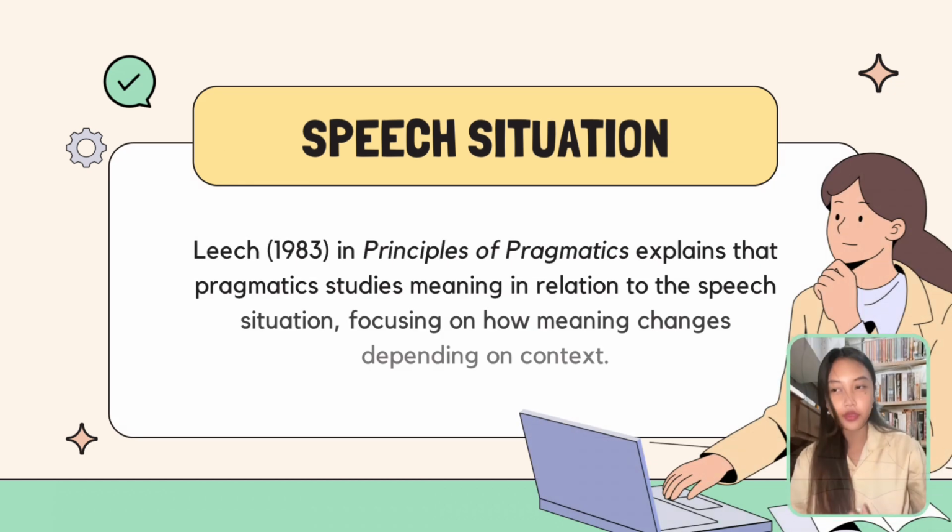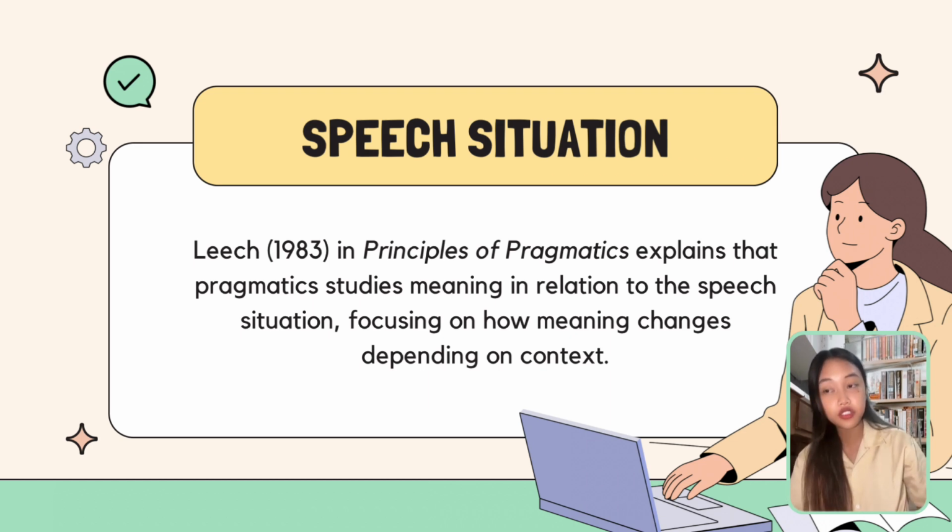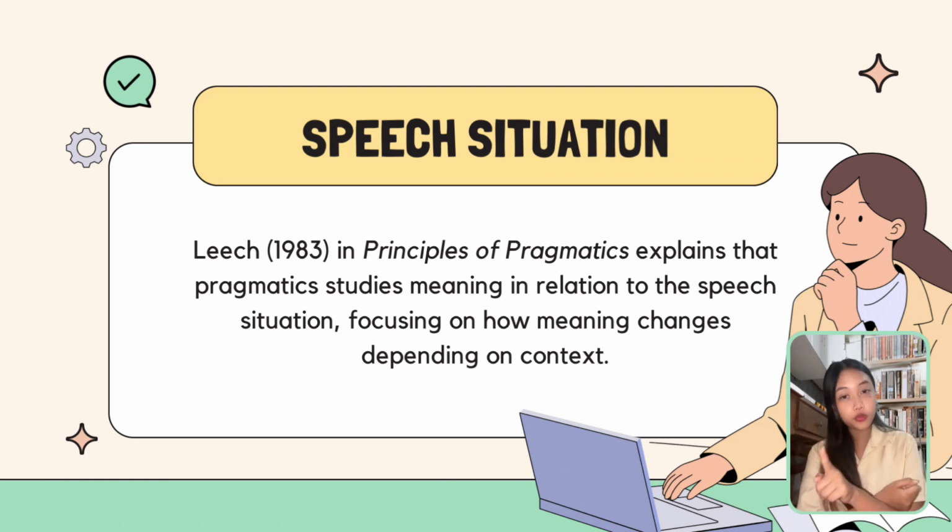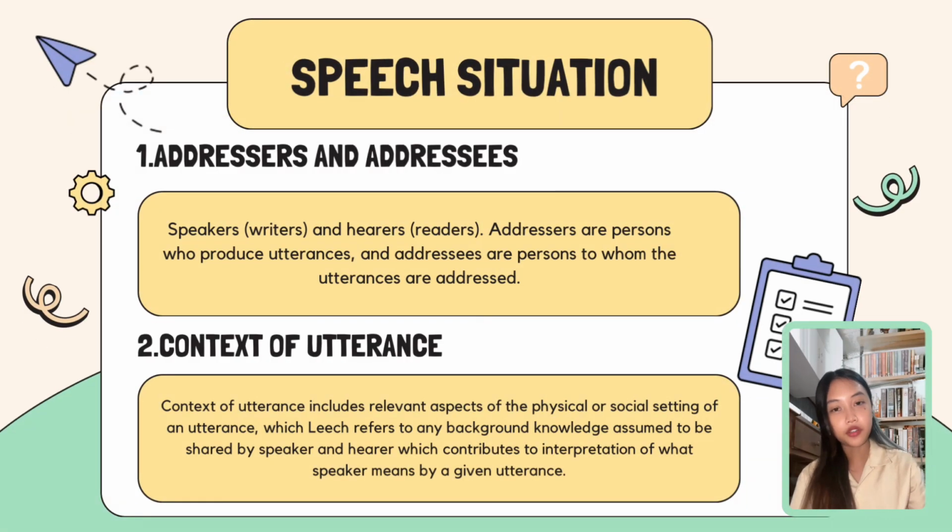Leech in 1983, in his book called Principles of Pragmatics, explained that pragmatics studies meaning in relation to the speech situation, which focuses on how meaning changes depending on context. Highlight one word there: context. So context is really important in pragmatics because you're trying to understand something by looking at its context. In speech situation, there are five things that are important in looking at the situation of a speech.